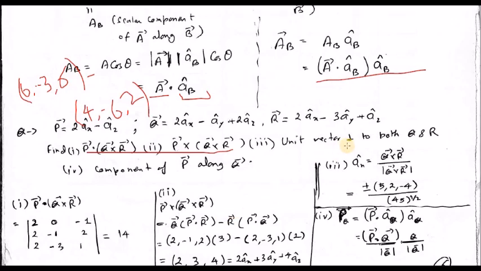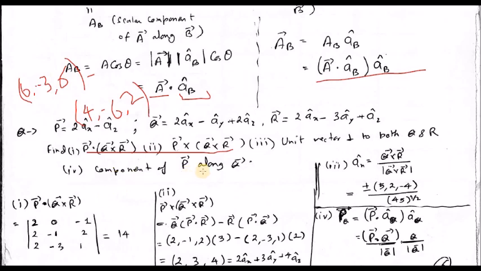Now next is the unit vector perpendicular to both q and r. So you have to find a unit vector which is perpendicular to both q and r. A vector which is perpendicular to both q and r will be q cross r. So first find q cross r and divide it by its magnitude, and it will give you the unit vector perpendicular to both q and r. That unit vector will be q cross r divided by the magnitude of q cross r, and after solving you will get this answer.